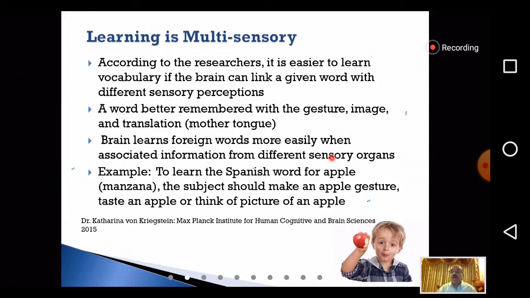You can teach many languages to these kids. Their brain is fully capable of doing this. But don't forget your mother tongue. Okay? I already mentioned this, and I'm giving you the reference for these studies: the Max Planck Institute of Human Cognitive and Brain Sciences. This study was done in 2015.